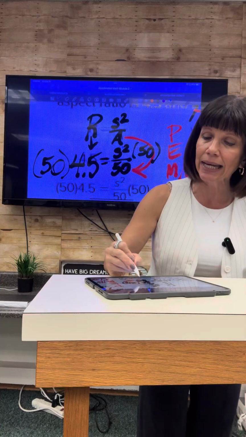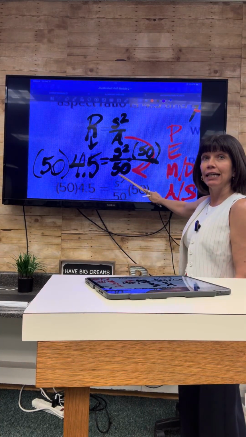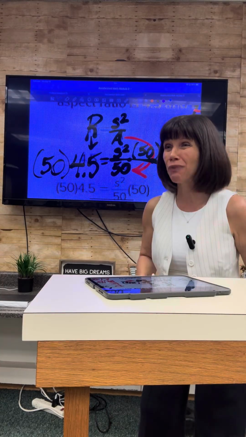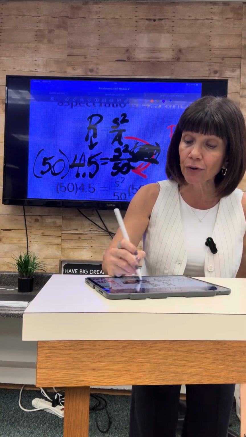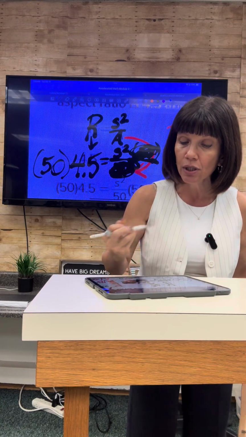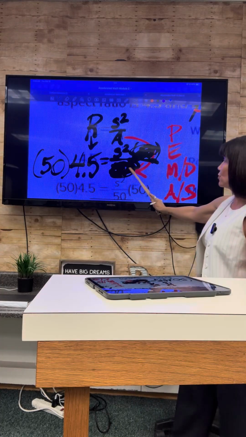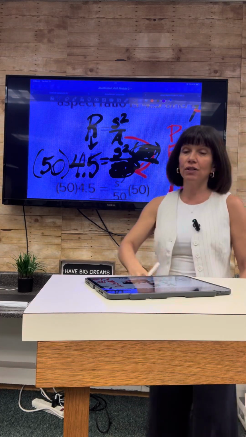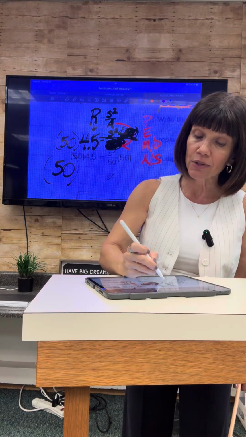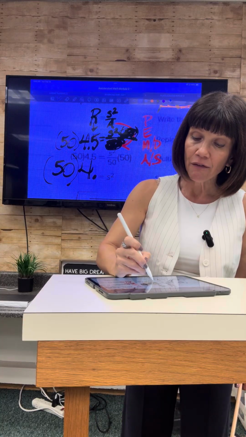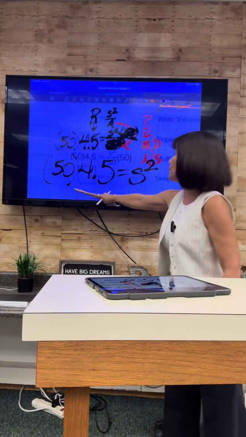What happens when I end up with 50 over top of 50? It's worth times 1. Do I need to write times 1? No, so I just say it cancels out, and I either erase or scribble it out. Now, it does not cancel out over here, does it? No, it cancels out here. So now I could say that 50 times 4.5 equals S squared. Class, do you understand how we got here?